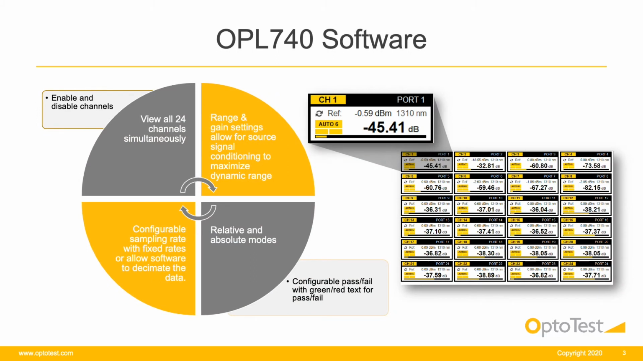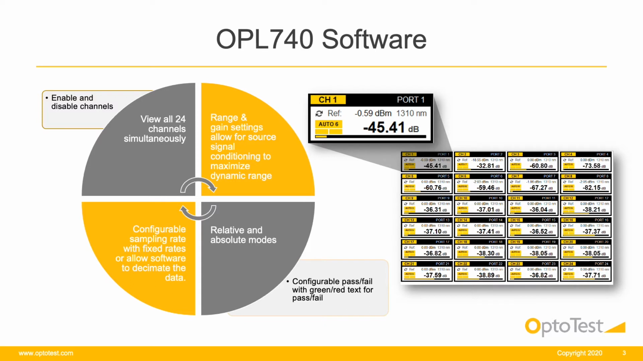The OPL740 software allows one to view all 24 channels simultaneously. Each channel can be enabled or disabled depending on the user's preference. Each channel can be set up in either relative or absolute power measurement modes, and there's a configurable pass-fail threshold to give the user immediate feedback if a signal is out of tolerance.